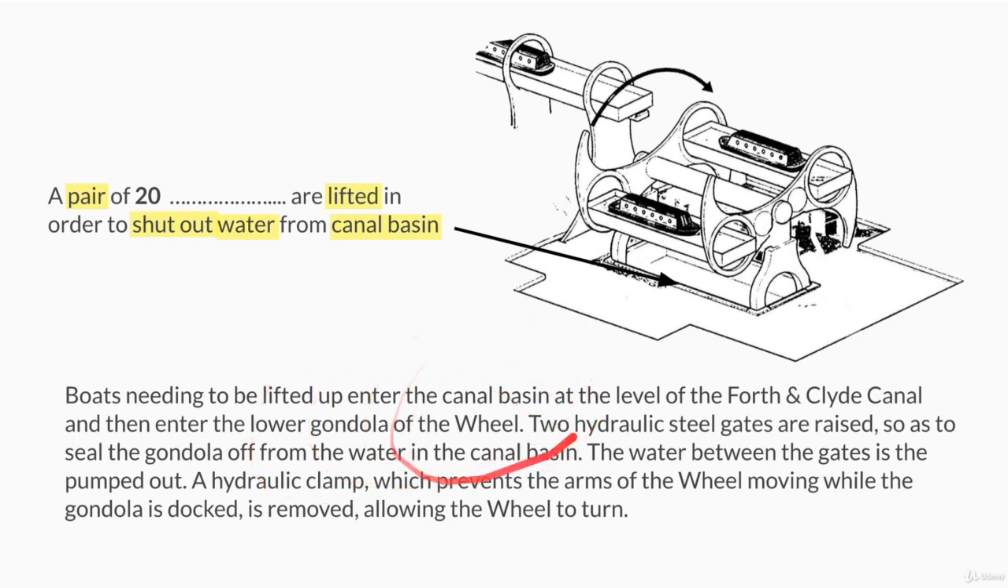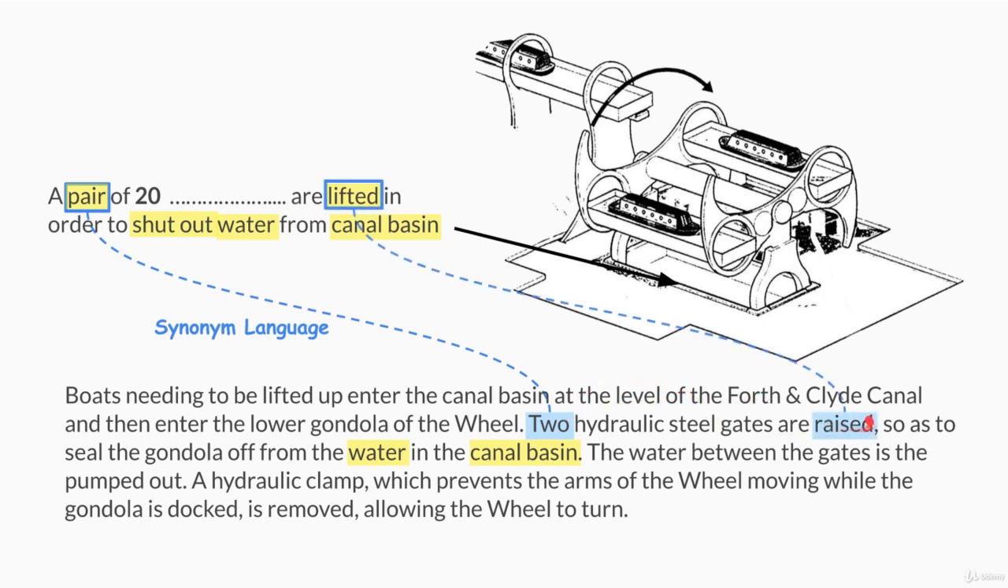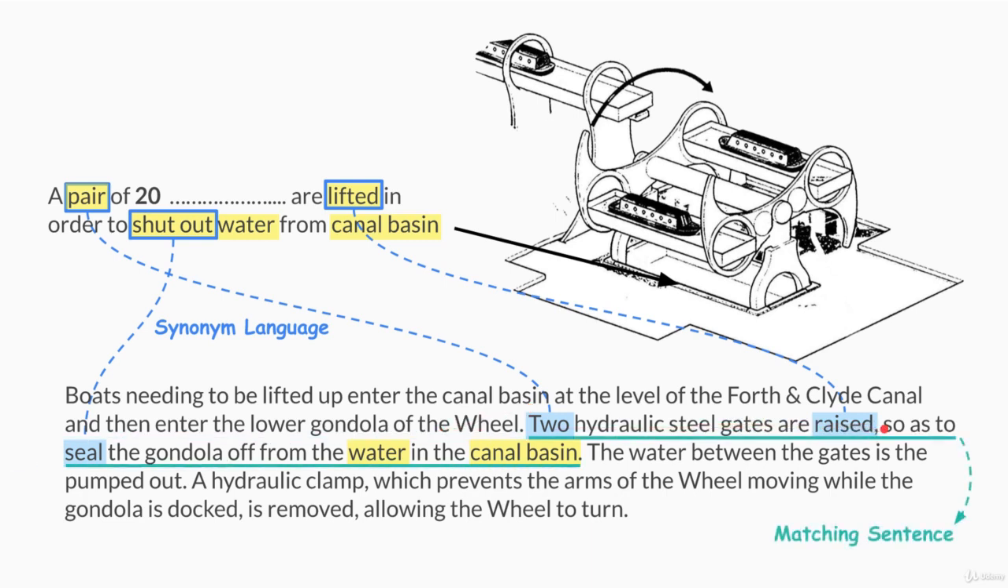I feel that our answer is definitely going to be somewhere around here. Let's go ahead and mark these keywords. Water and canal basin, those are the two main keywords that I'm looking for. Also, I want to mark this word here because this is synonym language for pair. I also want to mark other synonym language. For example, raised is synonym language for lifted, and to seal off is synonym language for to shut out. So this right here is going to be our matching sentence. This is where we're going to find our answer, most likely.